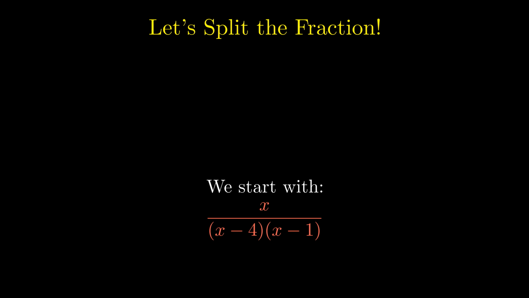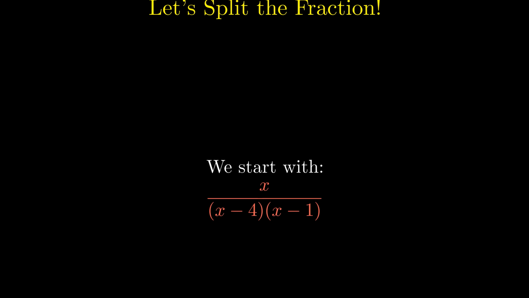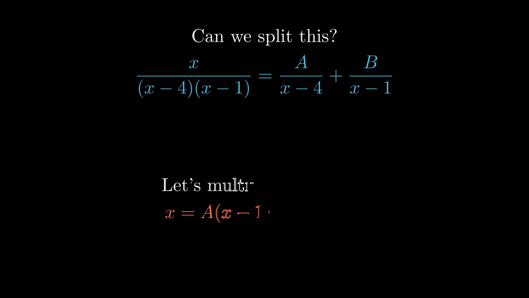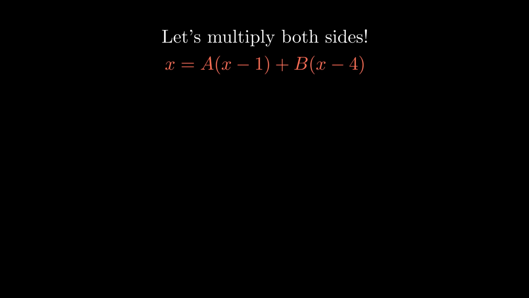We start with x over x minus 4 times x minus 1. Can we split this into two easier fractions? Now let's multiply both sides by x minus 4 and x minus 1. Let's find the values of a and b by picking smart numbers for x.